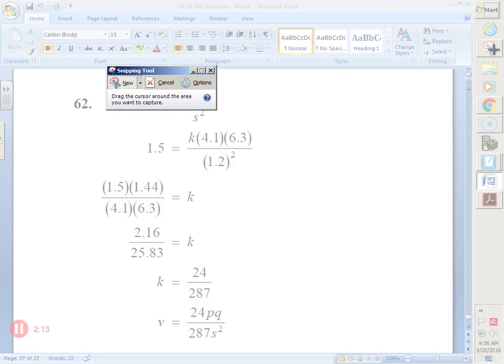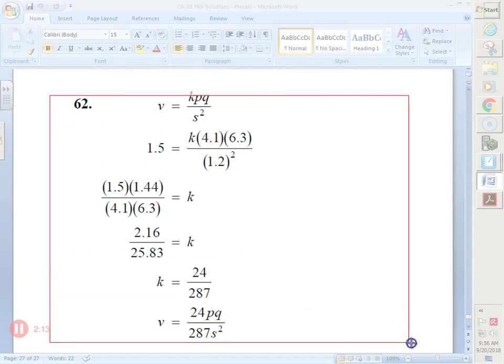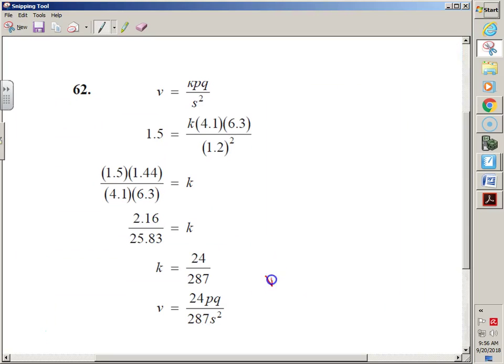Did anybody get a decimal? I think it's like 0.08. Yeah, I think that sounds right. If you did that, sorry, that's a Q. Oh, it's getting worse. PQ over S squared. If you did that, that's okay.